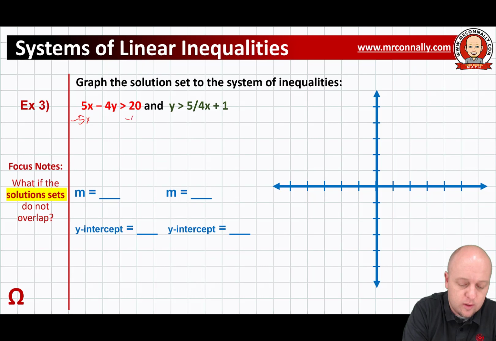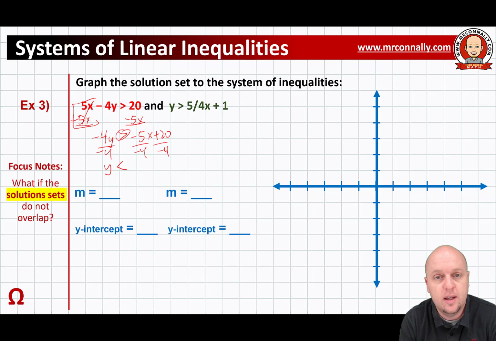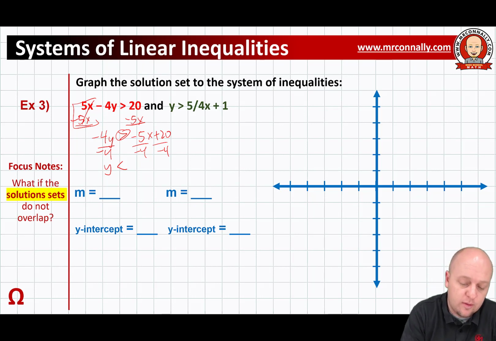Again, we'll convert this over into -4y is greater than -5x plus 20. And now we divide both sides by -4. Okay, now we got to remember we divided by a negative, so we're actually going to say y is less than, we got to reverse the symbol because we divided by a negative. It changed it from a negative slope to a positive 5/4 slope. And then 20 divided by -4 is -5.